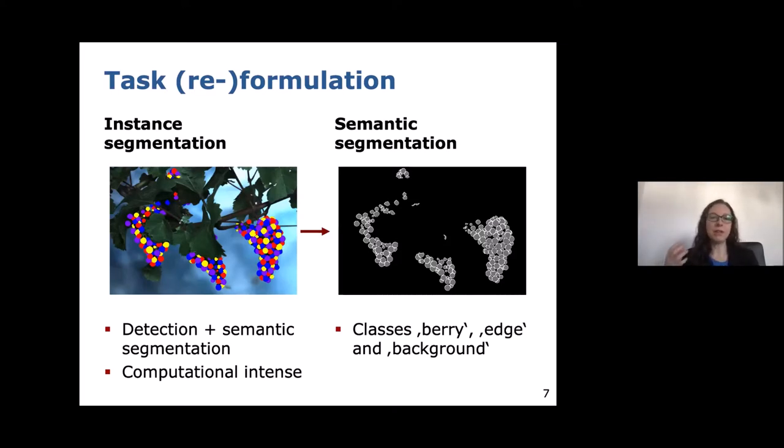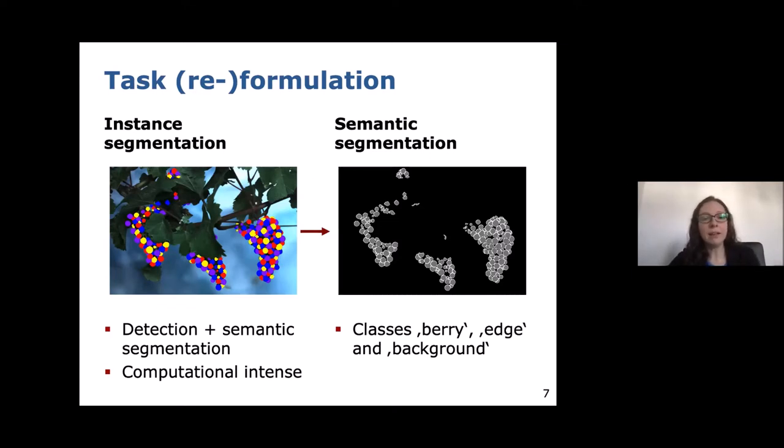So instance segmentation is a mix of detection, where you have bounding boxes of the objects in an image indicating the object, and semantic segmentation, where each pixel is classified into berry and non-berry. This is very complex, and existing algorithms are mostly only designed to detect a few objects in an image, and we have hundreds of them.